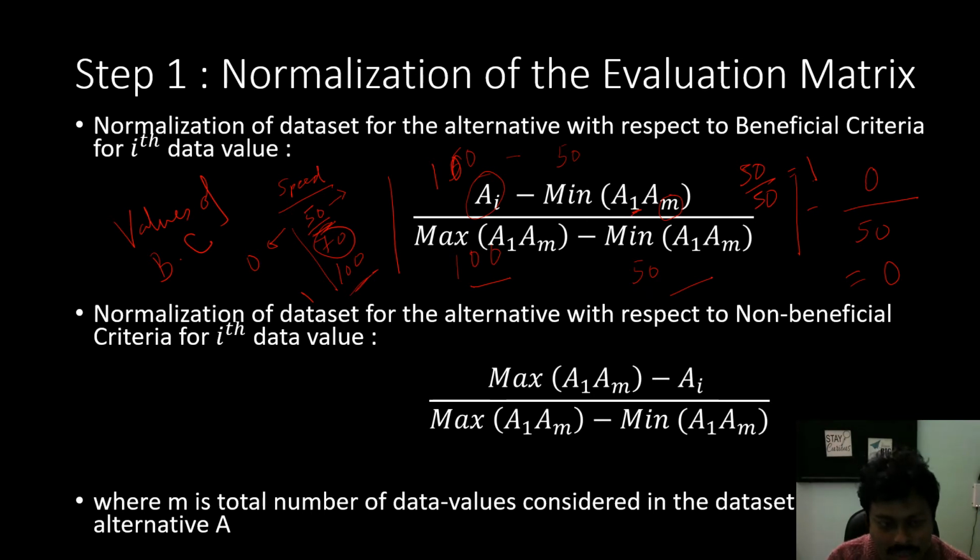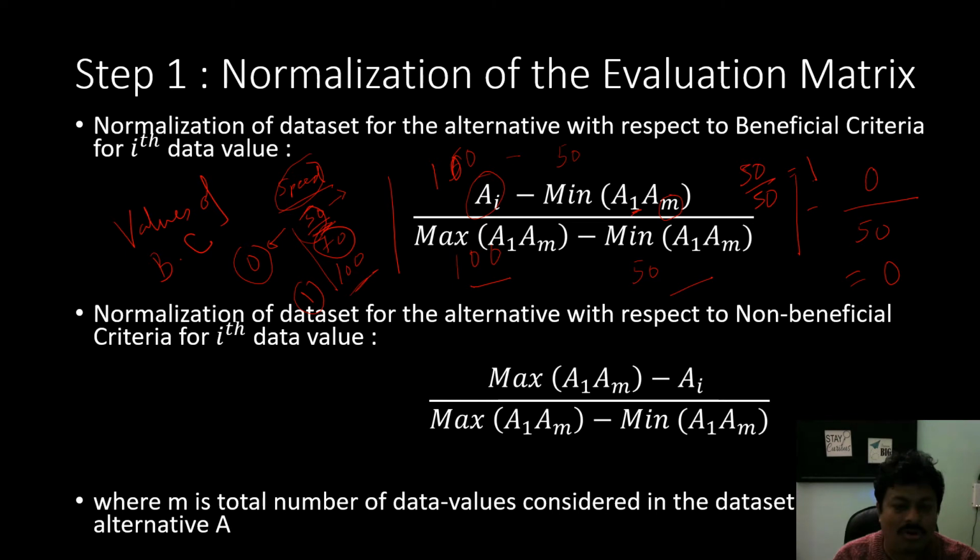So it itself will indicate that speed is a beneficial criteria, because its minimum value gets the normalized value of 0, and its maximum value gets the normalized value of 1 when we normalize the maximum value in the set.